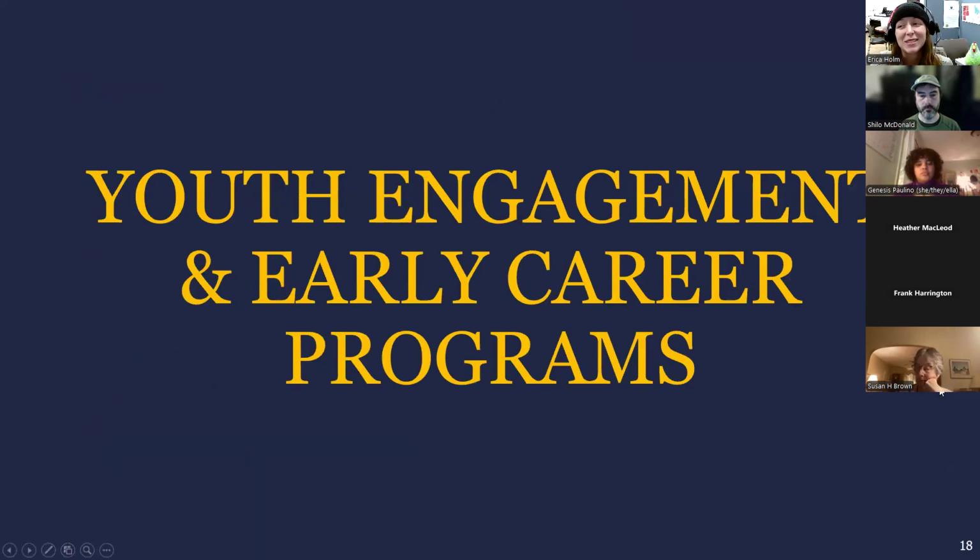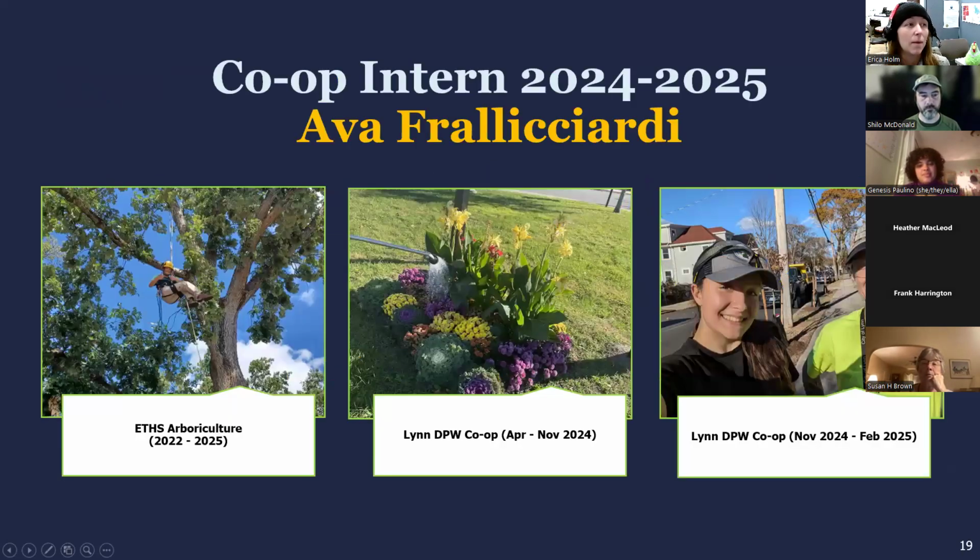I'm super excited about this part. I have to say, we've been having some really awesome young people involved in what we're doing. This is Ava Froliciardi. You may see her around. She's been working with me. She is an Essex Technical High School arboriculture student. She's a senior, and she has been on a co-op, which means she gets paid and she comes every 2 weeks. Instead of class, she's doing actual work and gaining work experience.